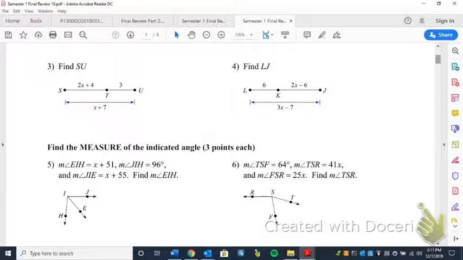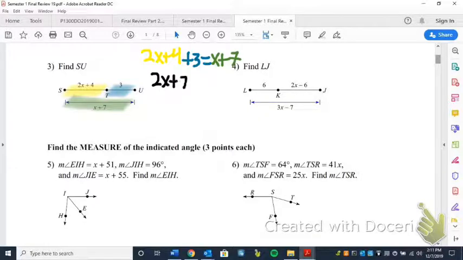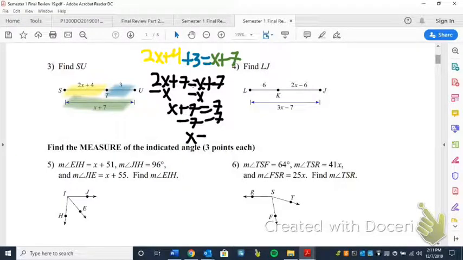SU, finding SU, we need to go yellow plus blue equals green. So we know that the distance from S to T, 2x plus 4, plus the distance from T to U, 3, equals the distance from S to U, x plus 7. And we just solve it. We're going to combine our like terms. 2x plus 7 equals x plus 7. Subtract x from both sides. We get x plus 7 equals 7. Subtract 7, and we get x equals 0, which is fine.